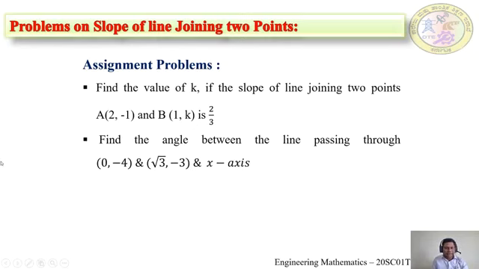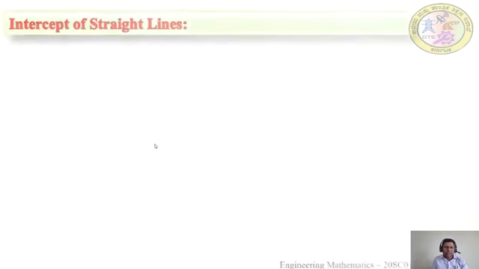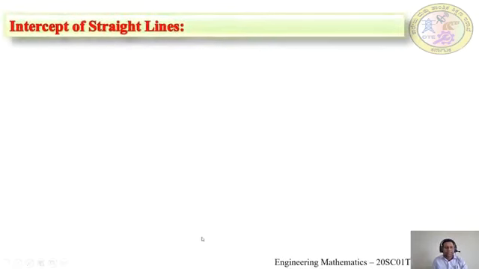Similarly, find the angle between the line passing through (0, -4) and (√3, -3) and the x-axis. This comes on the second concept we explained. Find the angle, two points are given. Again use the formula m is equal to tan theta is equal to y2 minus y1 by x2 minus x1, substitute and simplify, and we get the angle. Okay, so these are the two assignment problems I have given.